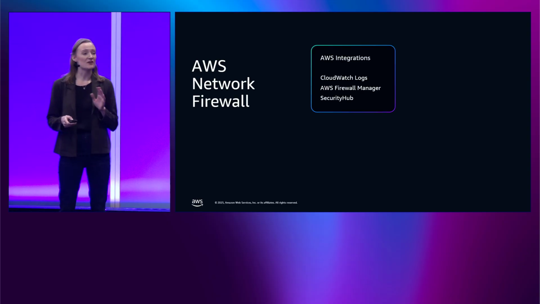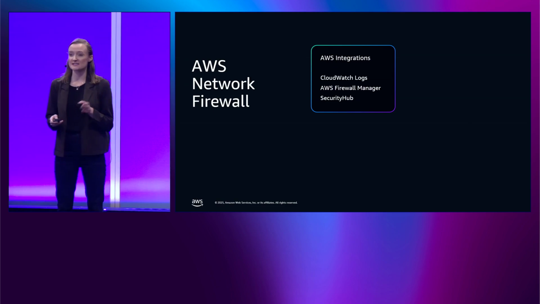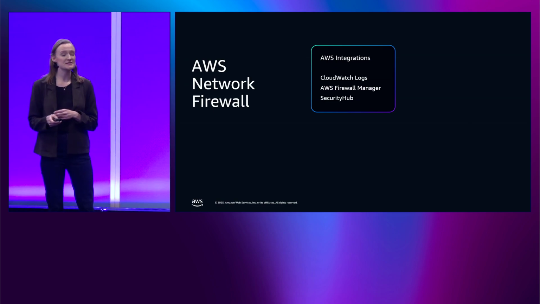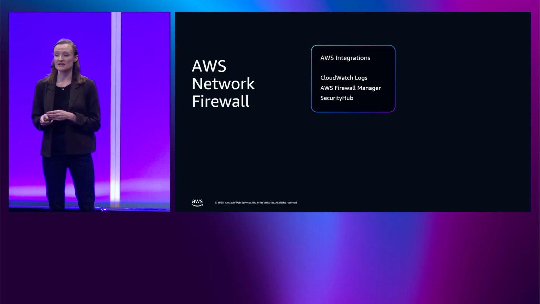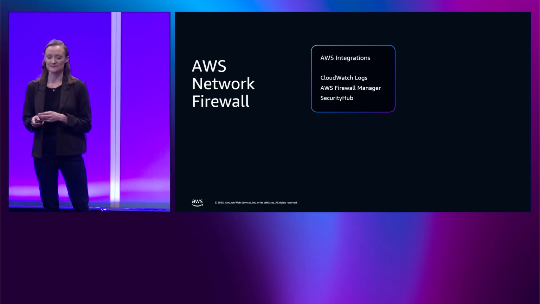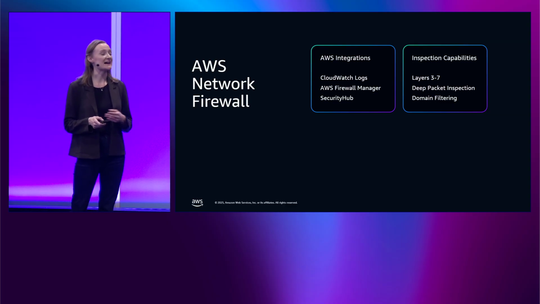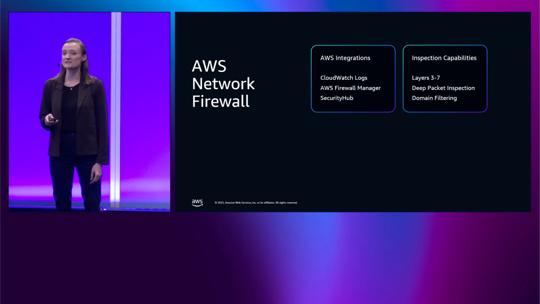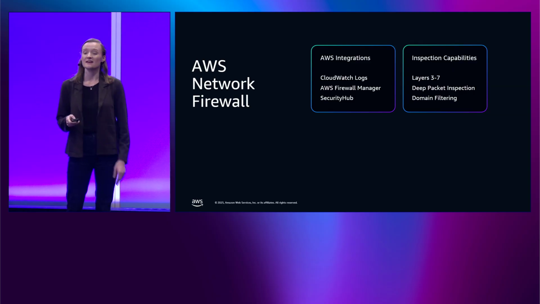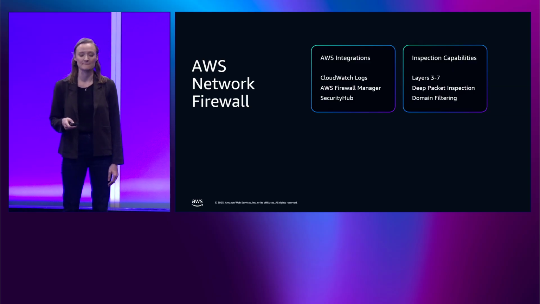Some quick bits about AWS Network Firewall. Like I said, it offers many AWS integrations, both CloudWatch and S3 for logging, and also AWS Firewall Manager and Security Hub for centralized governance and management. Additionally, today we will be talking about rules at layer 7, but Network Firewall does support defining rules on layers 3 through 7 and includes functionalities for deep packet inspection and domain filtering.